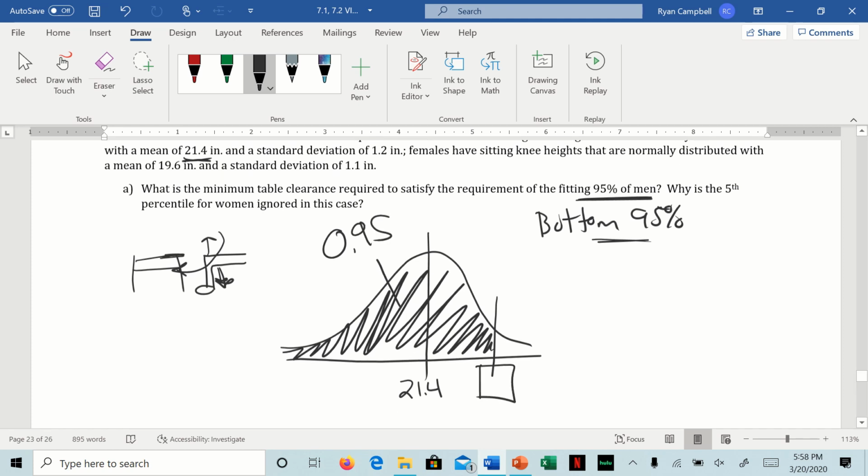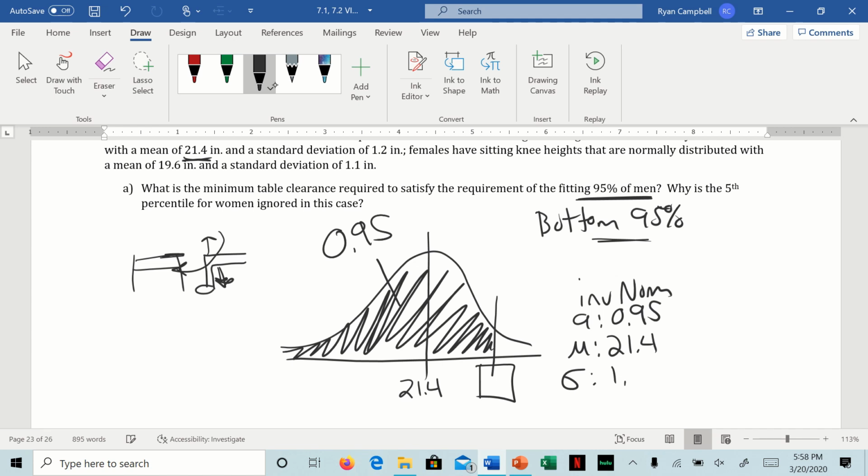So how do we figure this out? We do inverse norm. The area is 0.95. Mean is 21.4. Standard deviation is 1.2. We type all that in, and we end up with 23.37 inches.